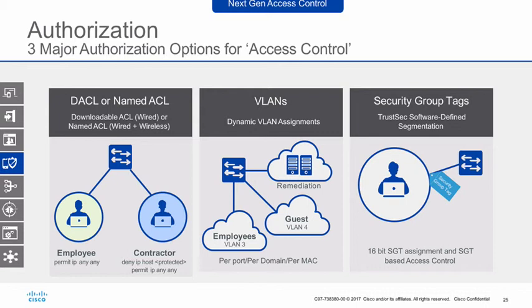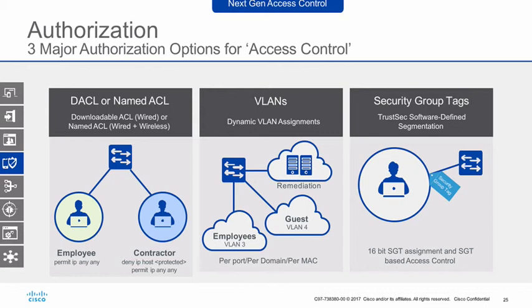If for whatever reason we've already got ACLs that are already managed and already deployed throughout the network, we can actually use the ones that are already pre-configured on the switch, whether that's wired or wireless. So if we look at wireless LAN controllers, they don't support downloadable ACLs today, so we can actually reference that named ACL on the controller.